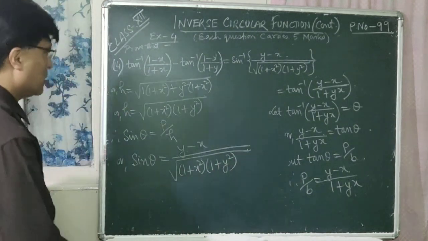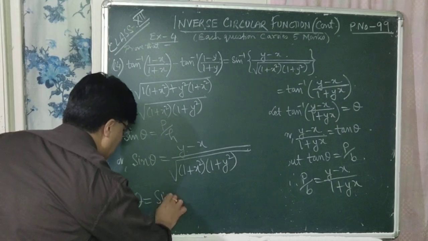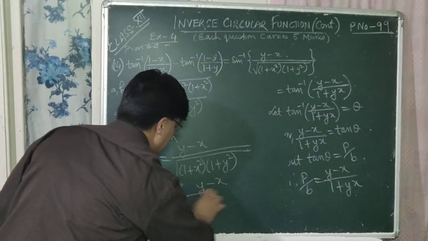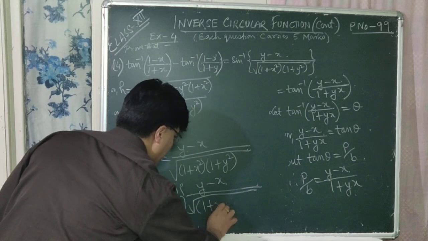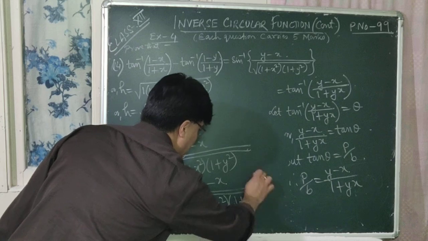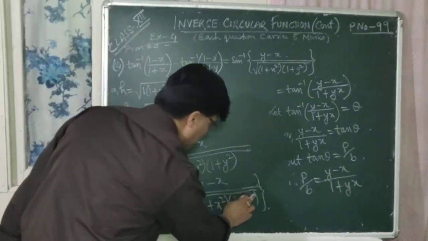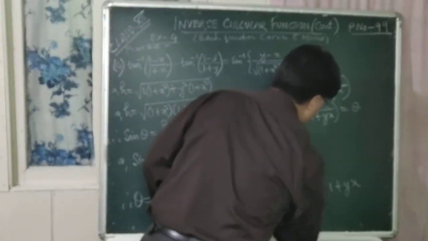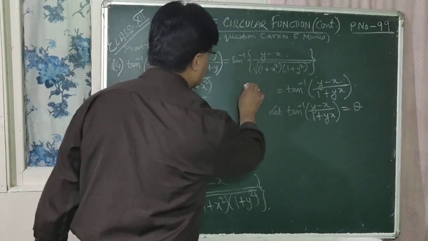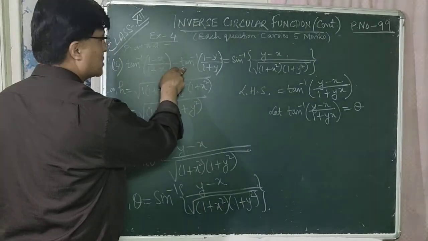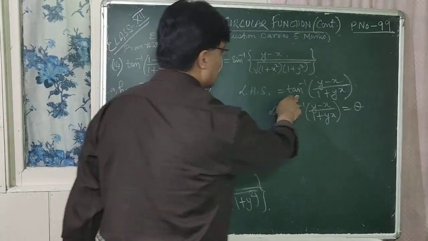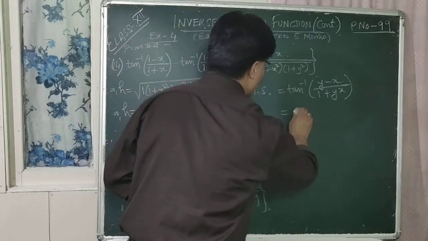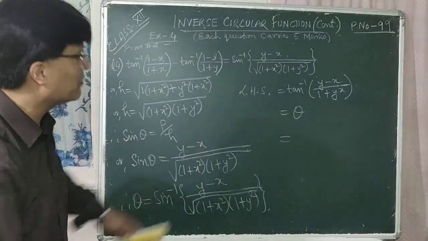Is that clear now? So therefore, theta is equal to, let us take this sine to the right hand side. That means it becomes sine inverse. So within second bracket, y minus x divided by root over 1 plus x square into 1 plus y square. So this is the value for theta. Understood now? So actually, what was the left hand side? We had simplified the left hand side, that is LHS. This LHS was simplified and we got this expression, that is tan inverse y minus x upon 1 plus yx, right? And this was assumed as theta. And what was the value for theta?